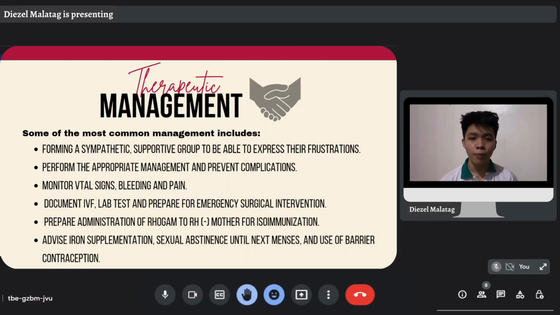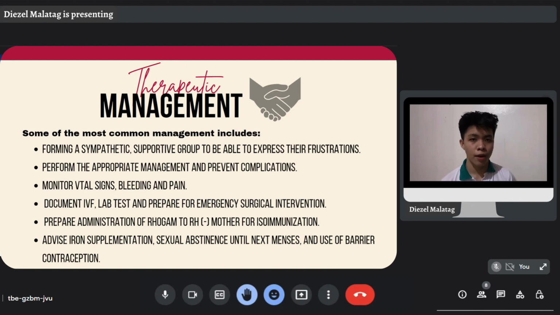Now, for the therapeutic management of abortion, some of the most common management includes number one, forming a sympathetic supportive group for the moms to be able to express their frustrations. Two, perform the appropriate management and prevent complications. Number three, monitor vital signs, bleeding, and pain to notice things that may require immediate plan of care. Number four, document IVF, lab tests, and prepare for emergency surgical intervention.